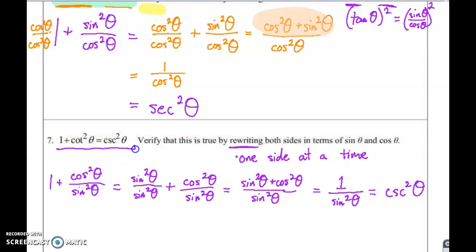And now, anytime in the future you have a problem like this, if you're ever given 1 plus cotangent squared, you know that that is always equal to cosecant squared.